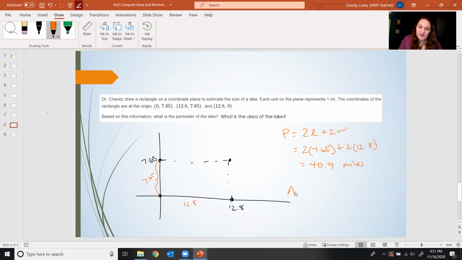And now we can find the area also. The area is length times width. So this will be 7.65 times 12.8. So we would go to our calculator and we would calculate 7.65 times 12.8. 97.92. So the area of this lake, 97.92. It's an area, so it's miles squared or square miles. I've never seen a perfectly rectangular lake, but there it is anyway.